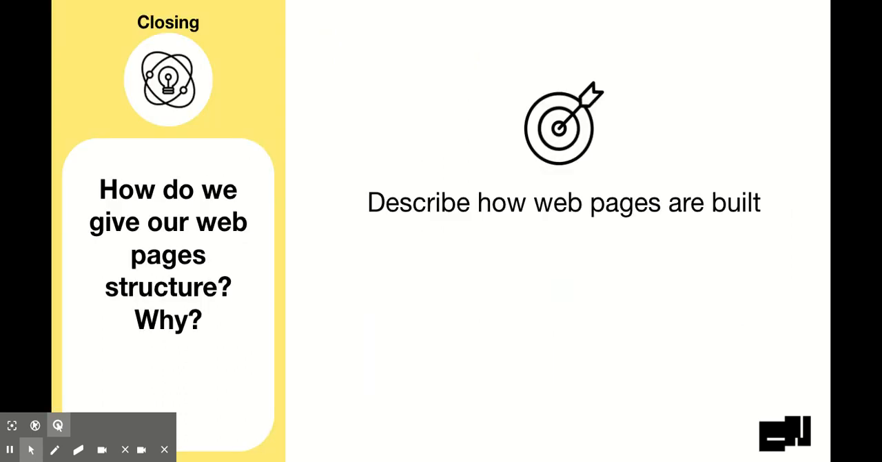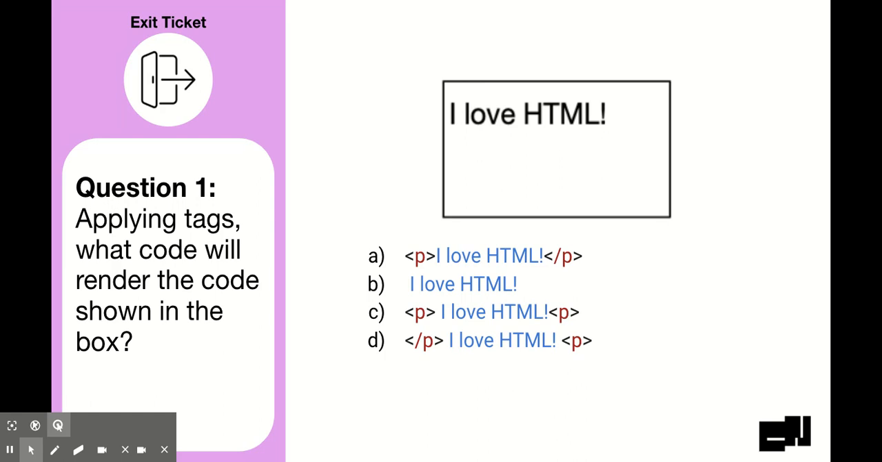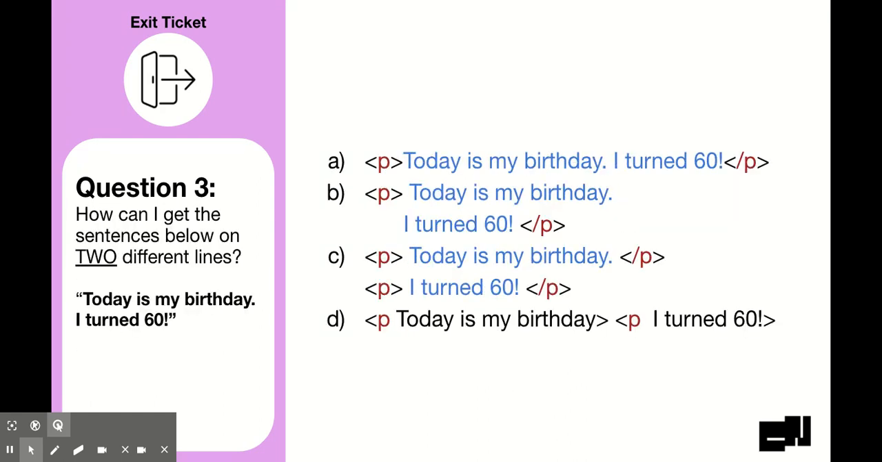Once you're finished, please go on to the closing. So today we were able to describe how web pages are built, and then you can move on to the exit ticket. There are 3 questions. Please make sure you're answering all of them, and your exit ticket will be found in Google Classroom. So that's all. Today we learned about HTML tags, and looking forward to seeing you tomorrow.